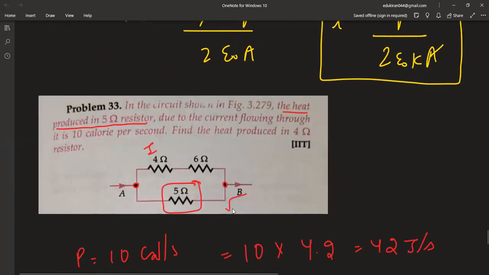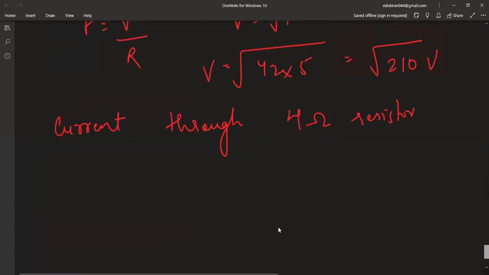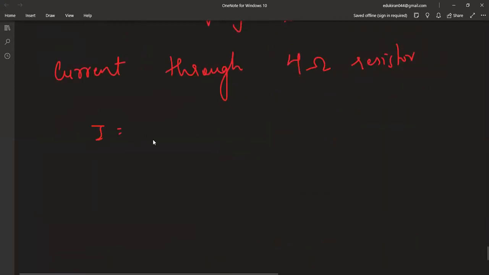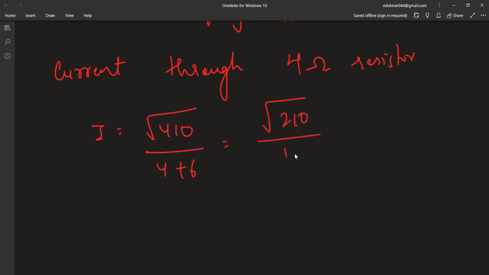So it means if root 210 is the voltage here, the same voltage will be there in the parallel combination, because ultimately we want to find out heat produced through this. This is our question, right? So at least we have the voltage. So let us calculate the current through this 4 ohm resistor. When you are calculating the current, that will be root 210, and net current you will take 4 plus 6, because current will be same in both of them. That will be by 10. Leave it like this, so much amperes.